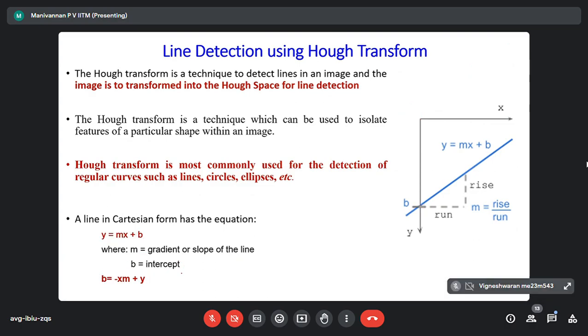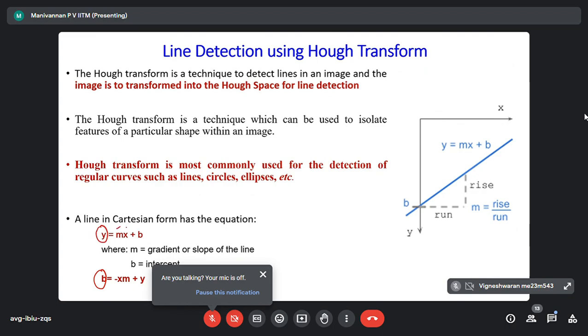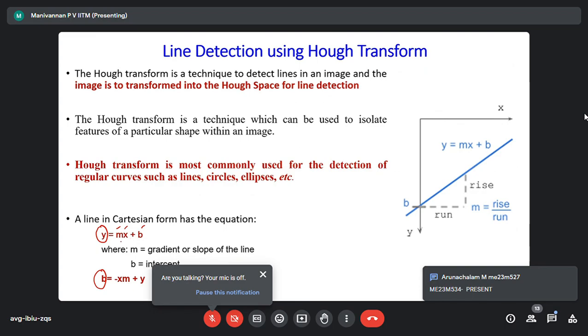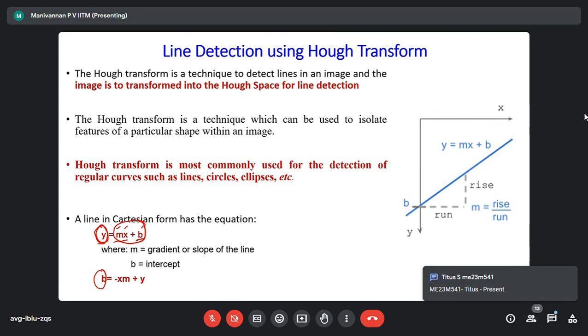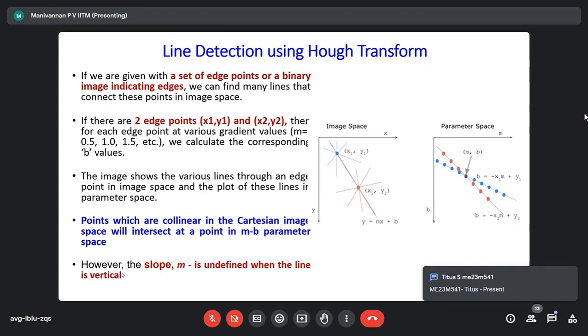Now, how will you find b? The b intercept can be found like this. There are y, m, and x. This is the x-axis value and the y-axis value; m is the slope, and b is the intercept value. If these are known, you can automatically find the y value, and then you can connect the line. Or if you want to find the intercept, you can find it using this formula. It is the same formula, only written in a different form.